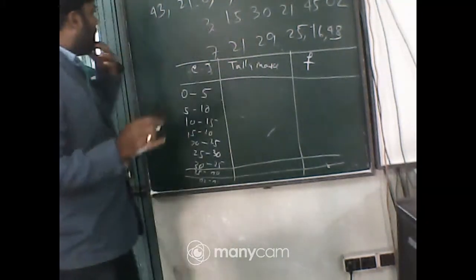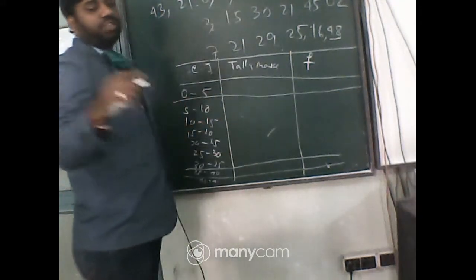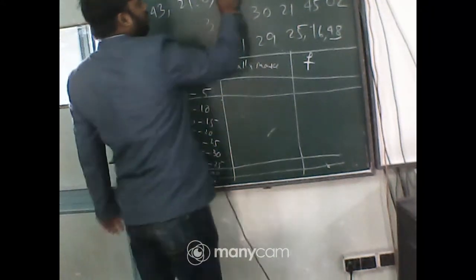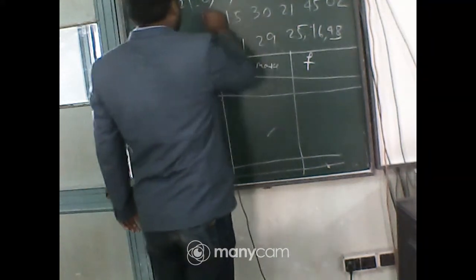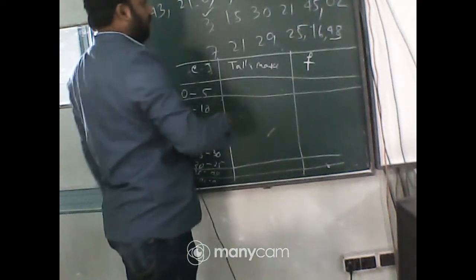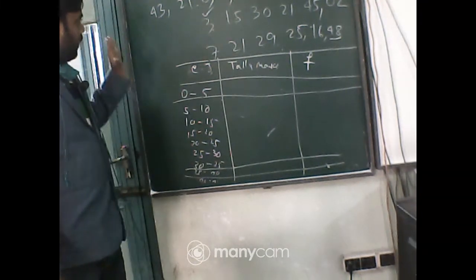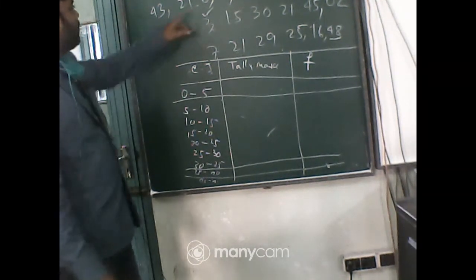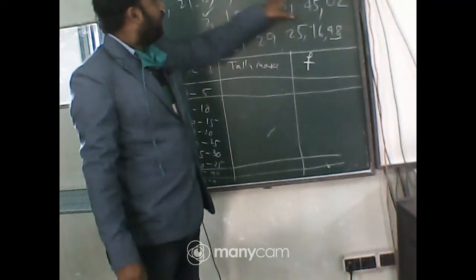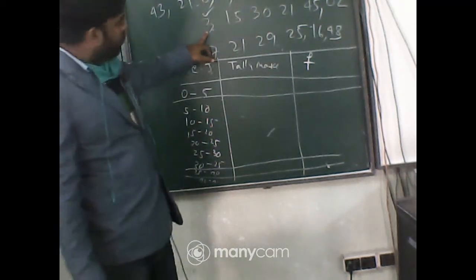Now tell me students, in 0 to 5, how many students got marks between 0 to 5? So 1, 2, 3, 4, 5. 5 students got marks between 0 to 5. So write it.